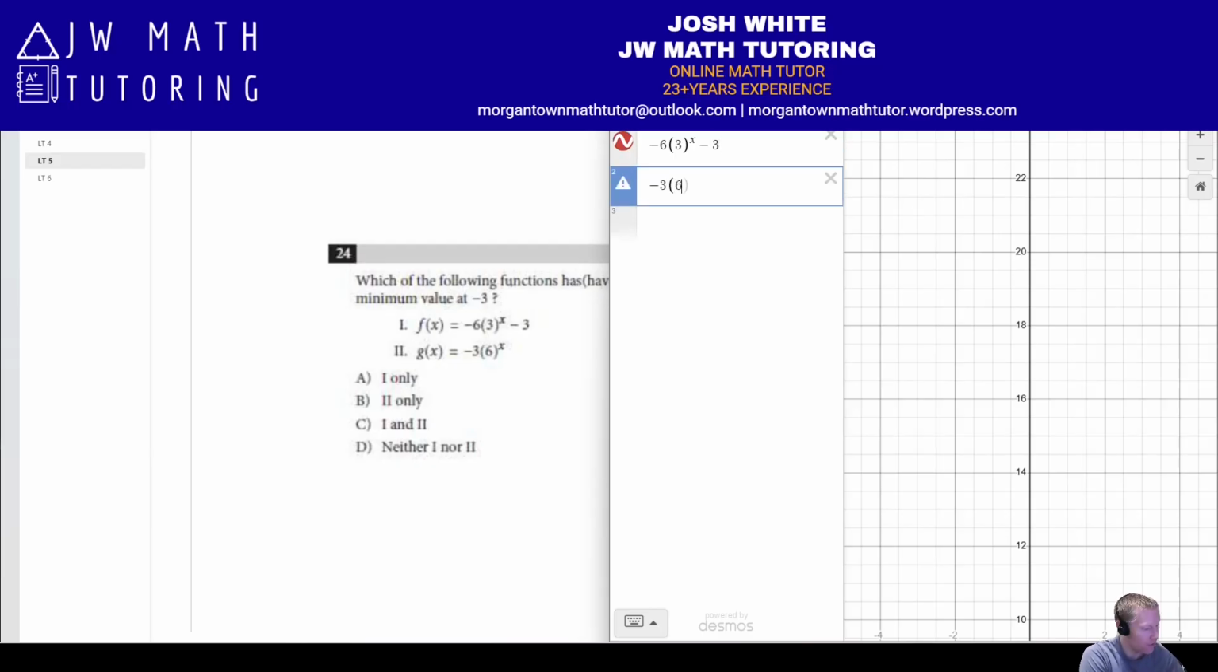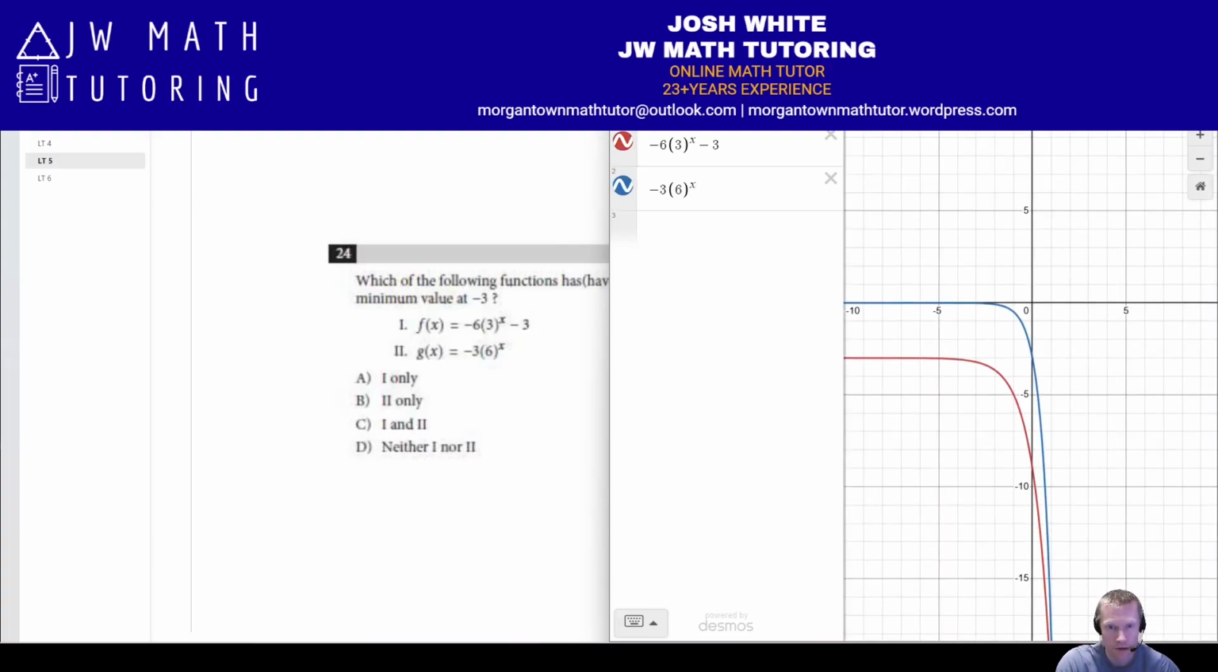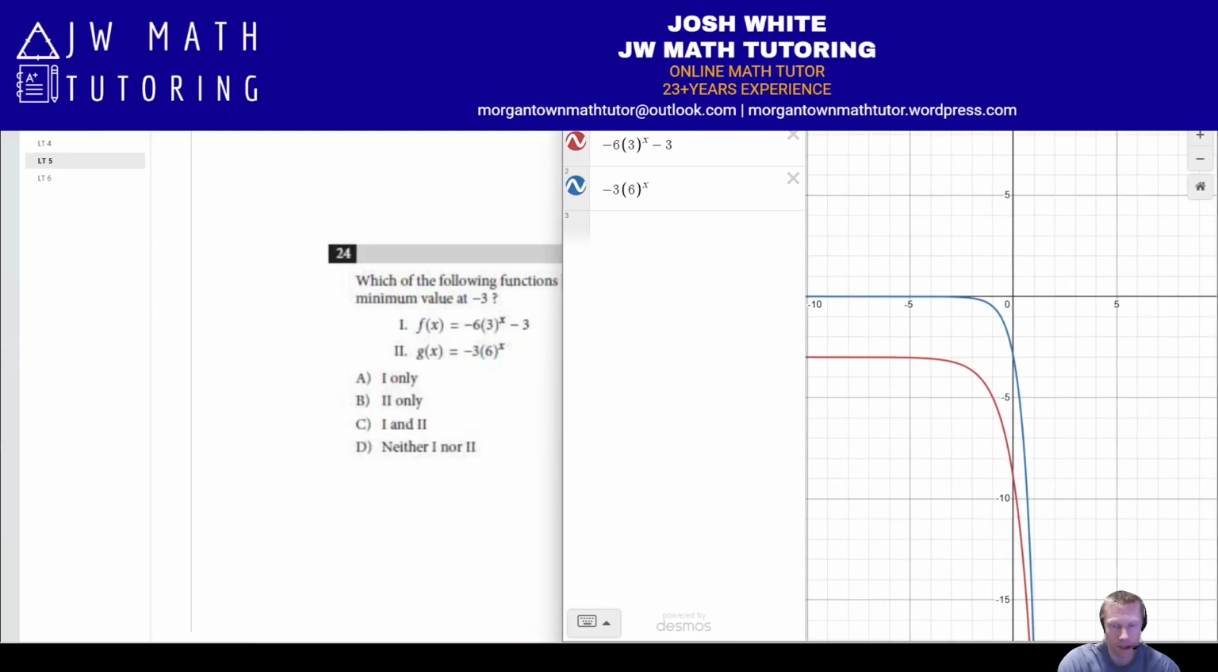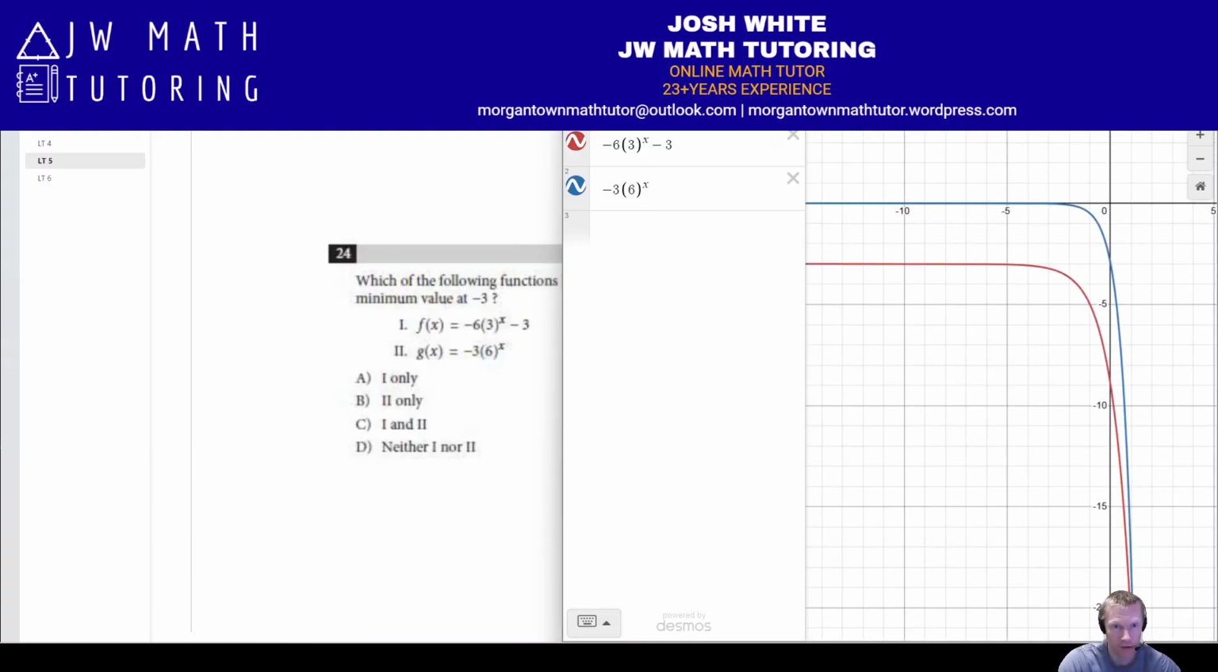So let's graph each of these. Let's get back to our default view. Okay. So notice these are basically decreasing exponential functions. So as x increases, as it goes to the right, they both essentially go to negative infinity. So the point is neither of these functions have minimum values, or specifically at -3. You know what I mean?